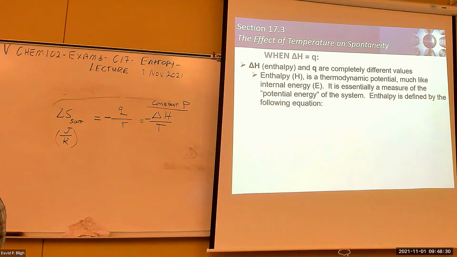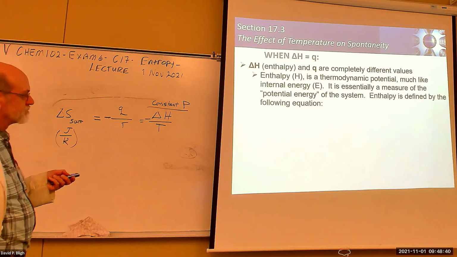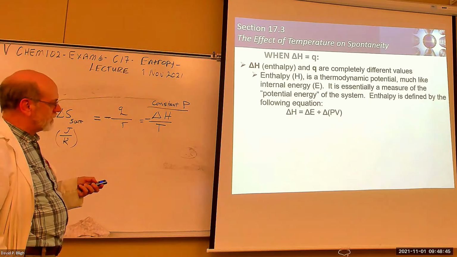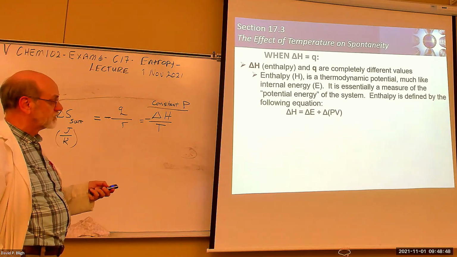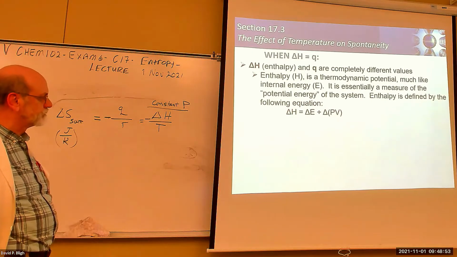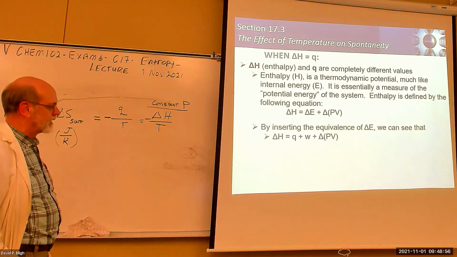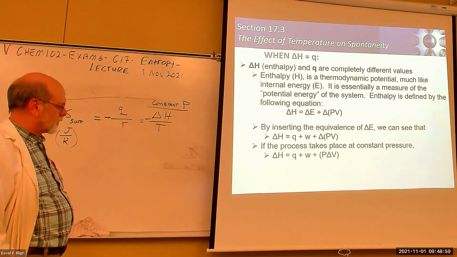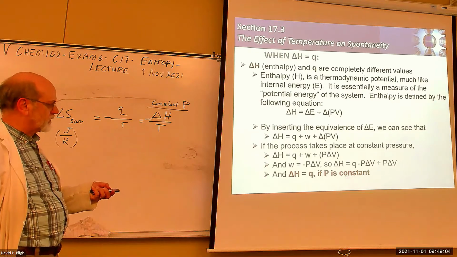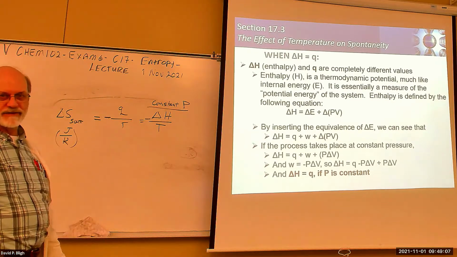All right, we've talked about this before. Enthalpy and Q are completely different values. Enthalpy is potential, similar to internal energy. So here we have our, like we did before, when we were talking about thermochemistry. I'm going through the same process as before. This justifies delta H equal Q if P is constant. Okay, so you're getting it again in this chapter.